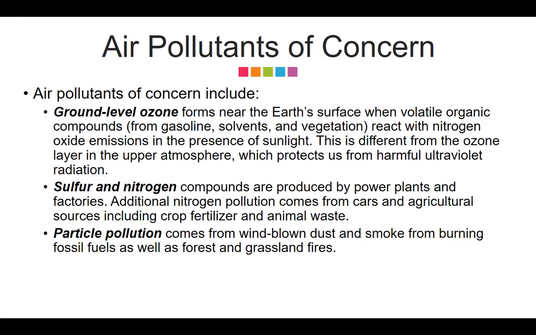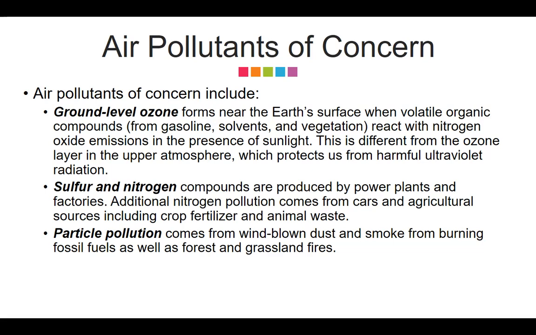Number one is ground level ozone. Yes, this is the same ozone that exists up in the ozone layer, but it is not good for us to be around and for us to interact with. It protects us from ultraviolet light up in the upper atmosphere, but in lower level forms, it is created when volatile organic compounds, like things from gasoline or solvents and vegetation, react with nitrogen oxide emissions in the presence of sunlight. This is different from the ozone layer in the upper atmosphere, which protects us from the harmful UV.